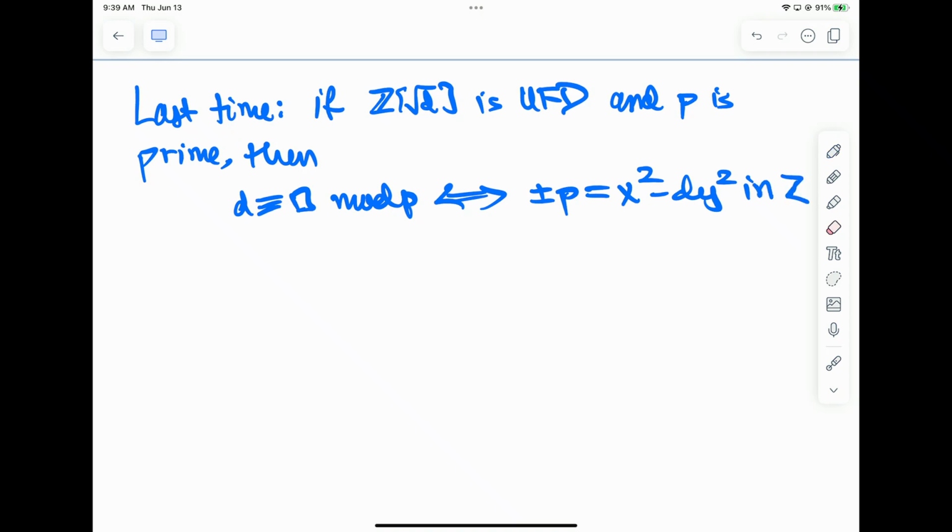And the business with the minus sign sometimes is necessary. I gave you an example with d being 3 and p being 11. 11 is not x² − 3y². It can't even work mod 3, but −11 is. It's 1 − 12. So you can get rid of the minus sign.